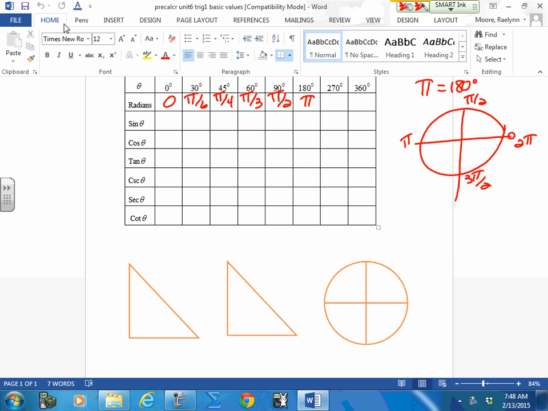It goes into itself once. Your 270, it goes in 1.5 times, so there's your 3 pi over 2. And then your 2 pi.